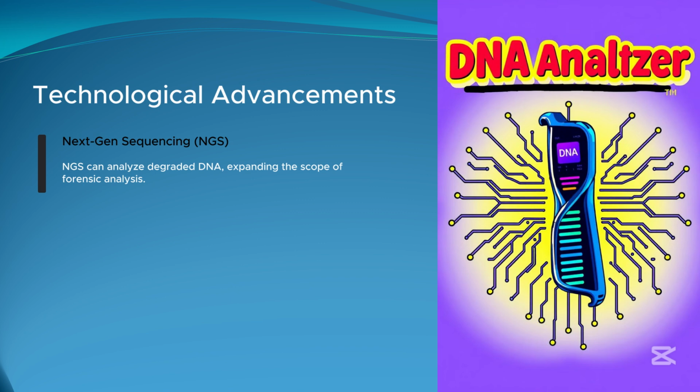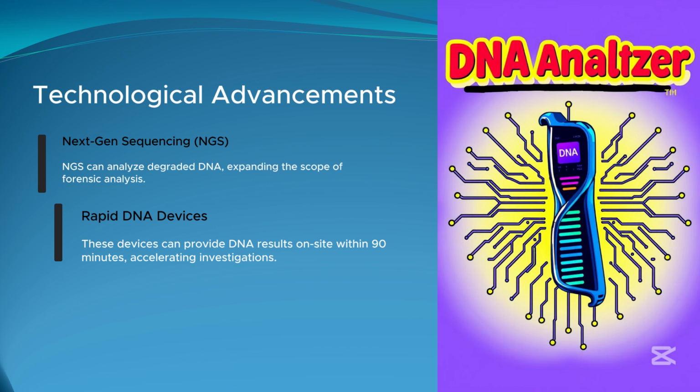NGS also detects single nucleotide polymorphisms, SNPs, and mitochondrial DNA, revealing ancestry, physical traits, or familial links. Its precision enhances identification in complex mixtures or compromised samples, solving previously intractable cold cases and improving accuracy in victim/suspect profiling. Next are rapid DNA devices.